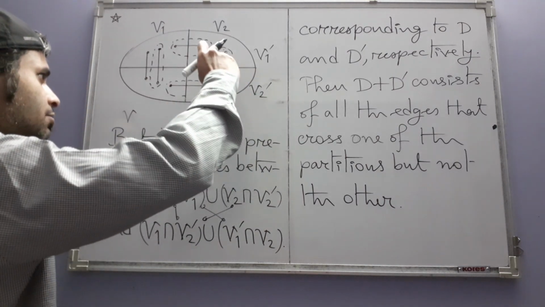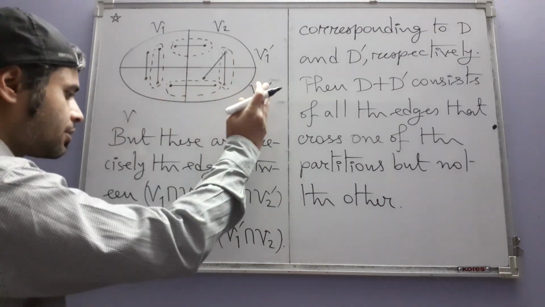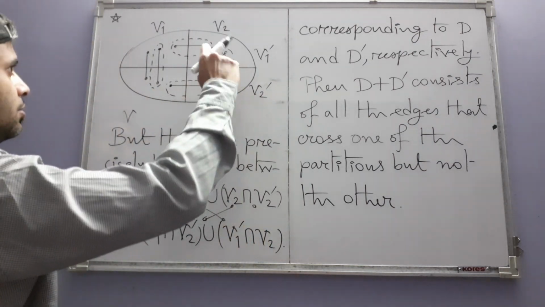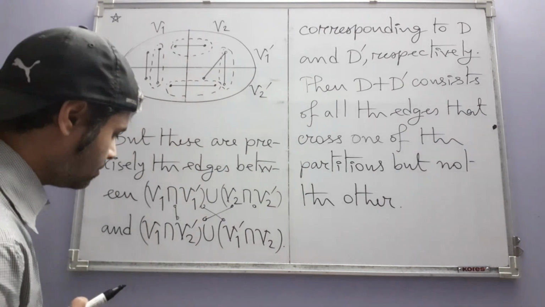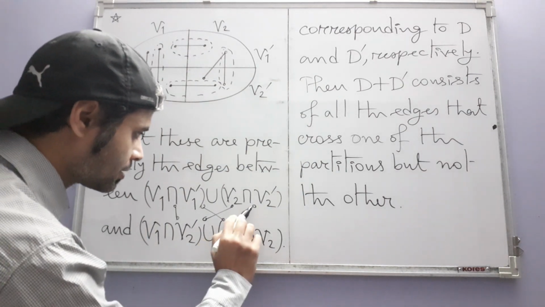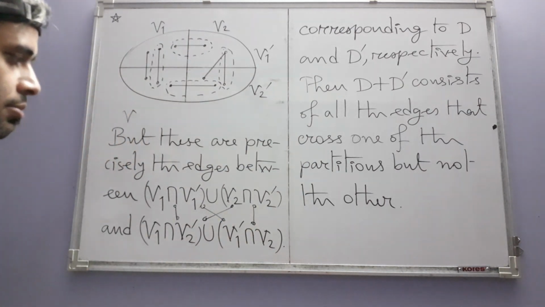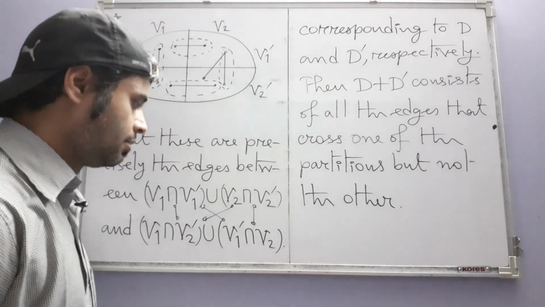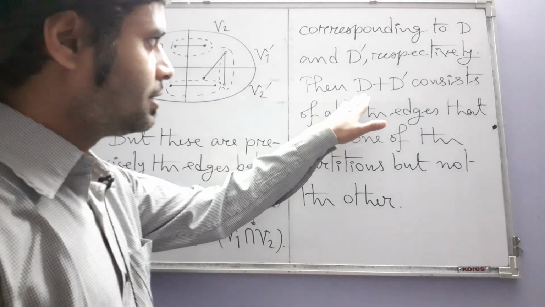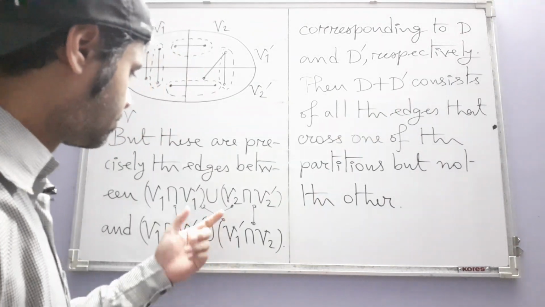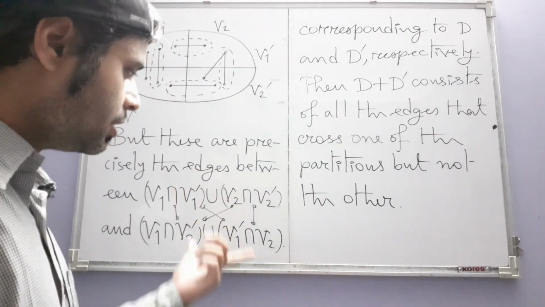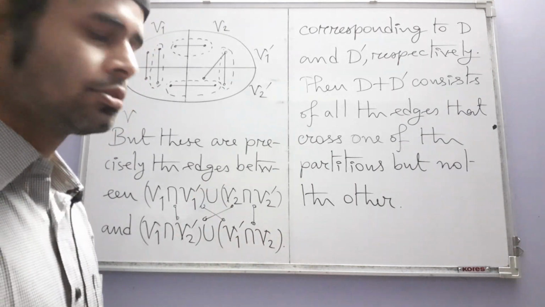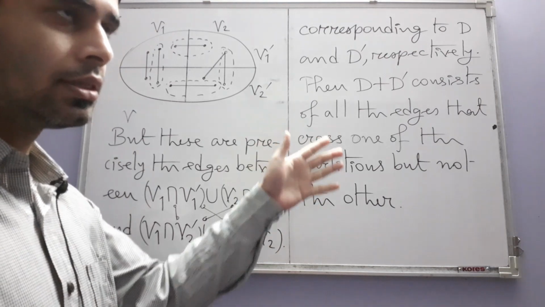One end lies in V2 prime intersection V2, that means here, and the other end lies in V1 prime intersection V2. Yes. Okay. Fine. So the edges that we have in this sum cross these two sets, but still we have something else to show, and this something else is going to be a little large somewhat.